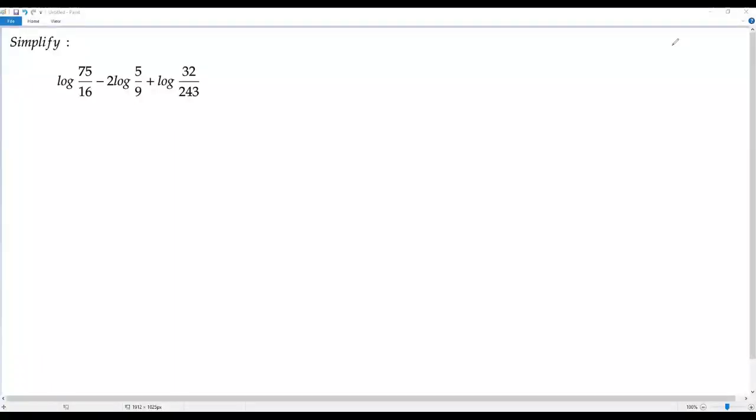Here we have a problem on logarithm. Okay, let's go to the question. So that is, we have to simplify the given logarithmic expression we have over here. Okay, now let me start.